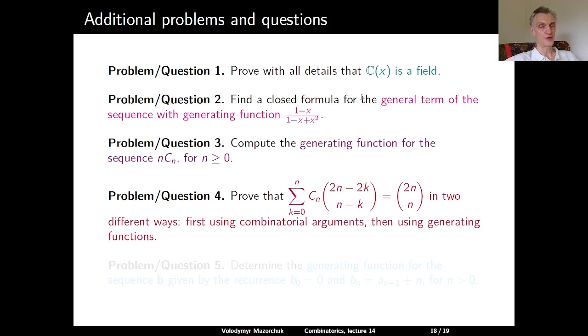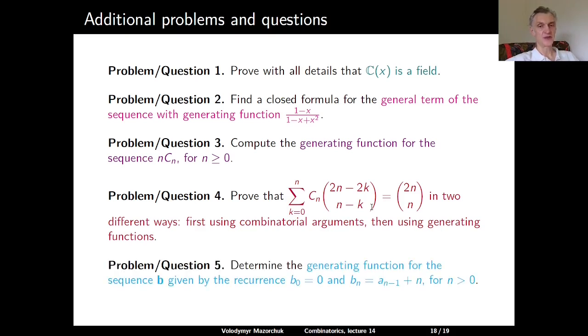Problem question 4. Prove the following identity for Catalan numbers in two different ways, using combinatorial arguments like a bijective proof and then using the generating functions. So the identity is that the middle binomial coefficient, 2n choose n, is equal to the sum over all k from 0 to n of the Catalan number Ck times the middle binomial coefficient, 2 times (n minus k) choose (n minus k). And problem question 5, determine the generating function for the sequence b, given by the recurrence b0 is equal to 0, and bn is equal to bn minus 1 plus n for all n greater than 0.